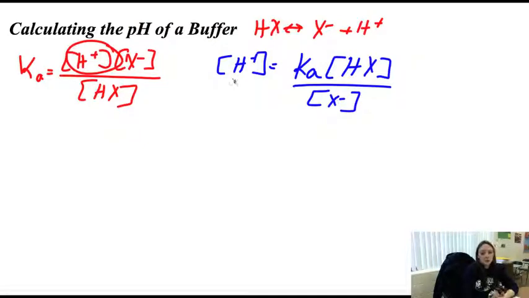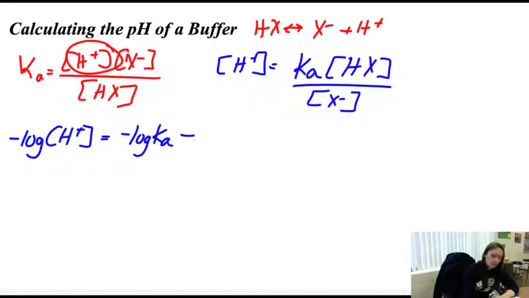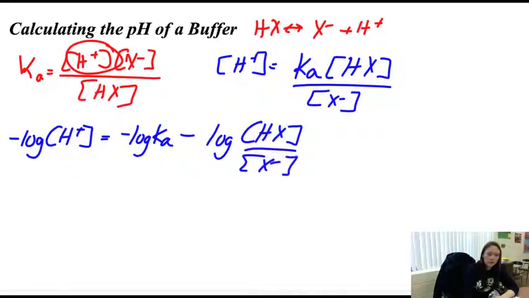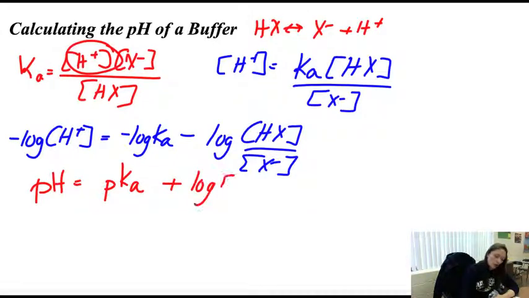To go from an H plus to a pH, you take the negative log. So I'm going to take the negative log of the H plus concentration. When you deal with logs, if you divide, you're actually subtracting. So I have the negative log of my Ka minus the log of HX over X minus. If I get rid of all those logs and put p's instead, my pH is equal to the pKa plus the log of X minus over HX.